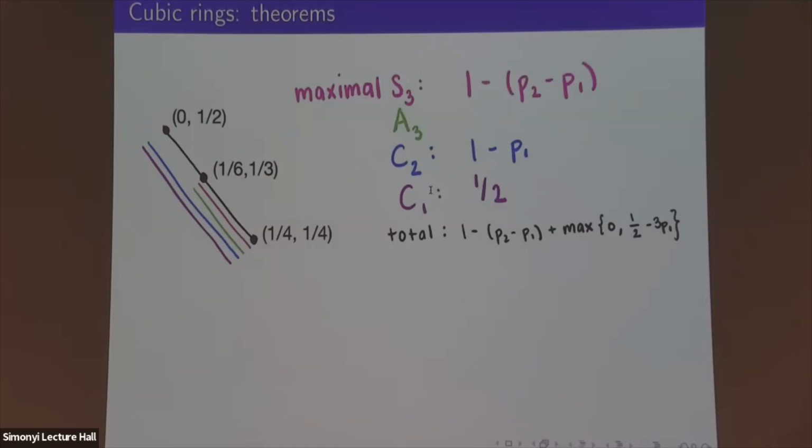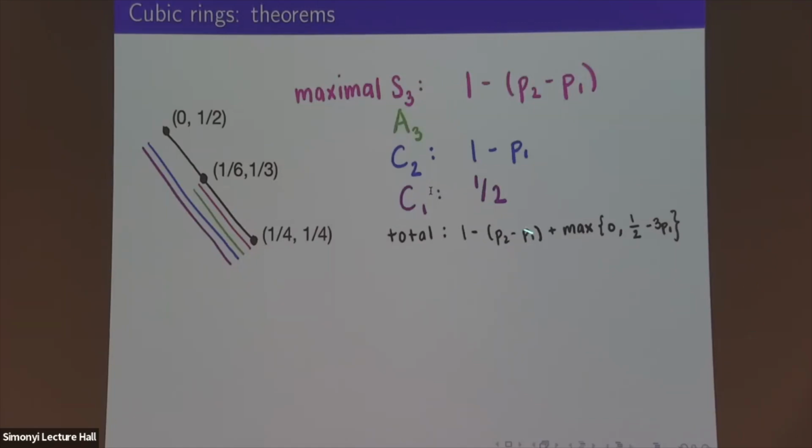And if you look at totally reducible cubic rings, which is what I mean by C1, the cyclic group on one element, then the density function will be supported on the whole line segment again, and it will have value 1/2 everywhere. And if you don't impose any Galois condition and you just look at all cubic rings, then the density function is supported on this whole line segment, and it's given by this formula right here. So 1 minus P2 minus P1 plus the maximum of 0, comma 1/2 minus 3P1.